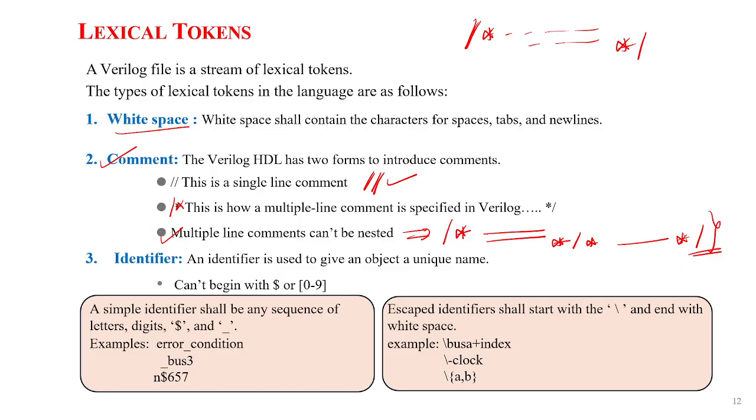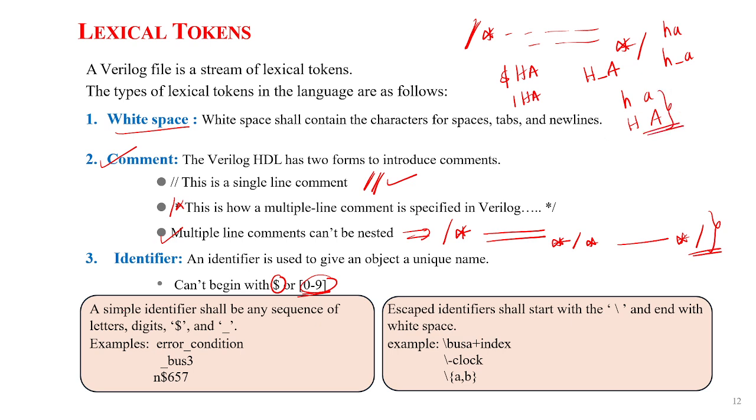The identifier can't start with a dollar, and can't start with 0 to 9, that means it can't start with numbers. Suppose I am writing half adder, it should not start with dollar half adder, or with the number 1 HA. HA it will take, H underscore A it will take, H underscore capital A it will take. H space A it will not take, the compiler will not accept it.